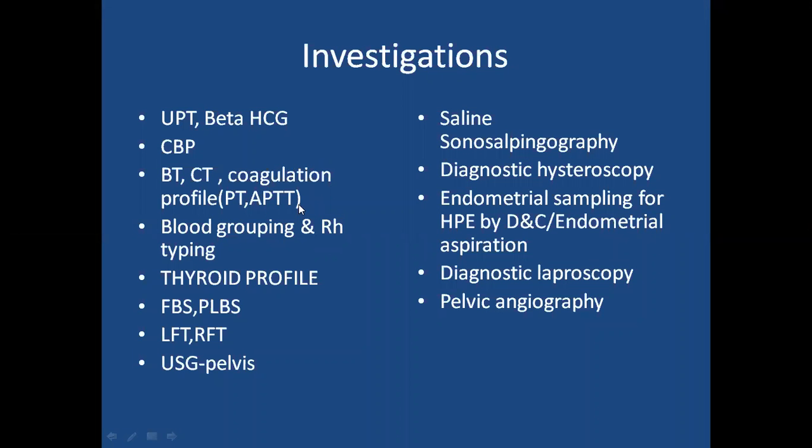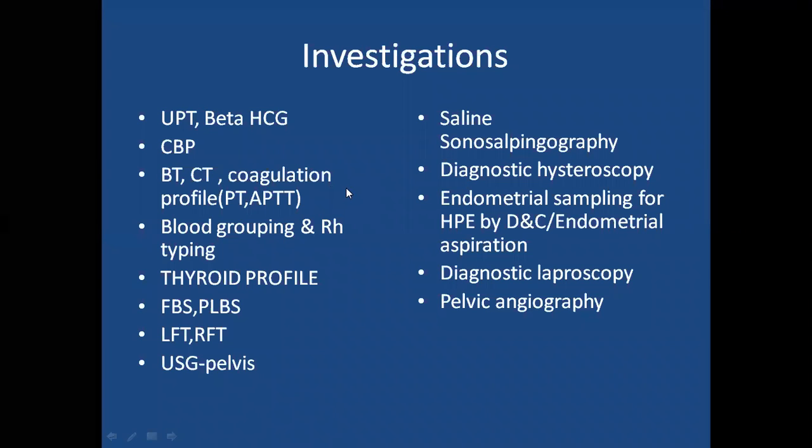Then complete urine examination, urine for culture and sensitivity, if there are any urinary symptoms. Blood grouping and Rh typing. This is important because she may need blood transfusions, so you will do that. Then thyroid profile to exclude hypothyroidism. If she is in the perimenopausal age group, you have to do FBS, PLBS to exclude diabetes mellitus. Then LFT, RFT will be done.